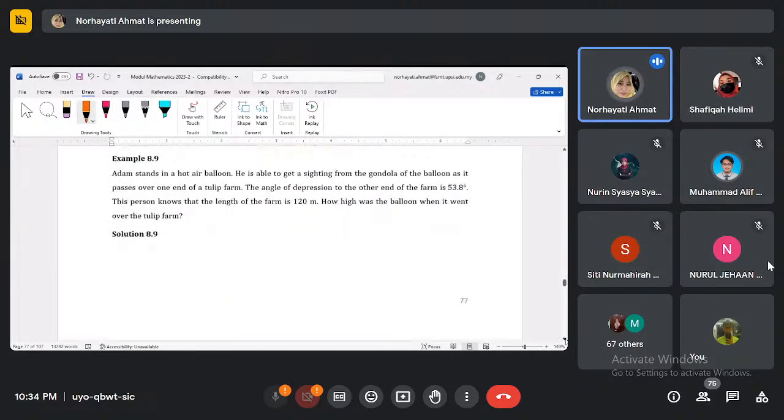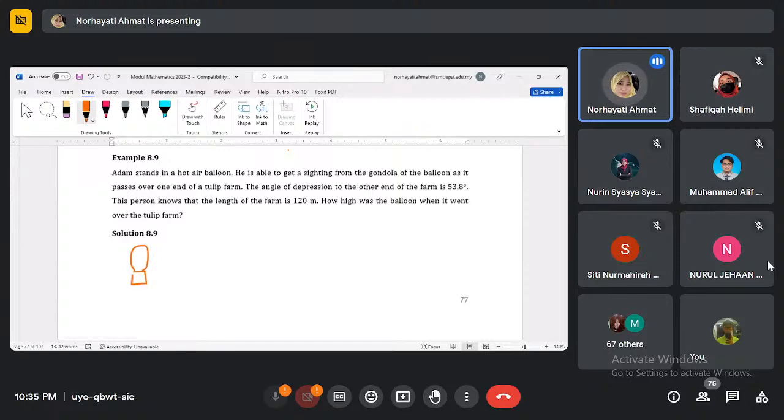Okay, next. Move to example 8.9. Okay, Adam stand in a hot air balloon. Okay, he is able to get a sighting from the gondola of the balloon as it pass over one end of a tulip farm. Okay, cuba kita fahamkan situasi dia. Okay, so kita ada hot air balloon kat sini.